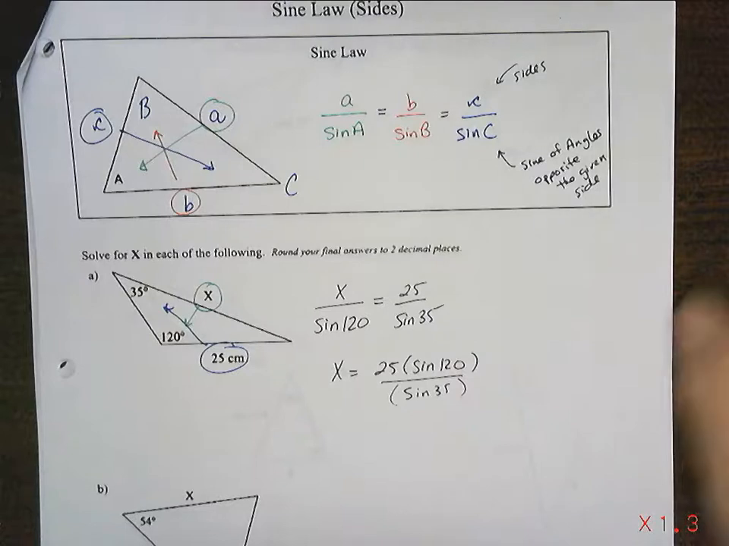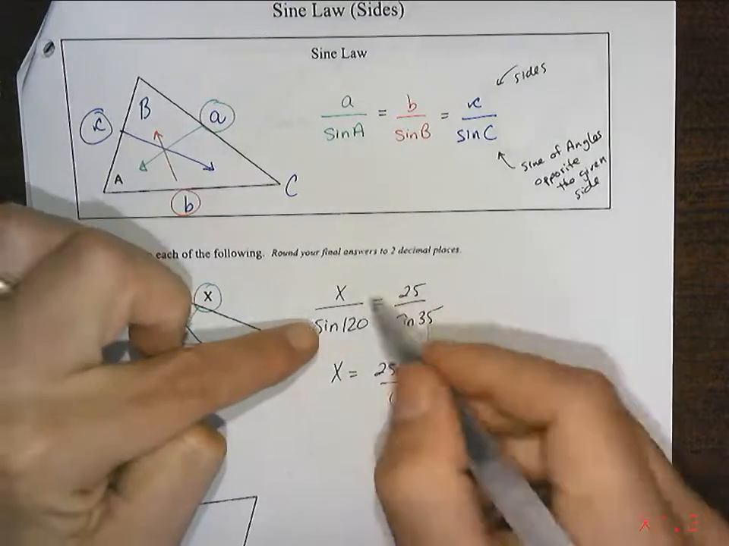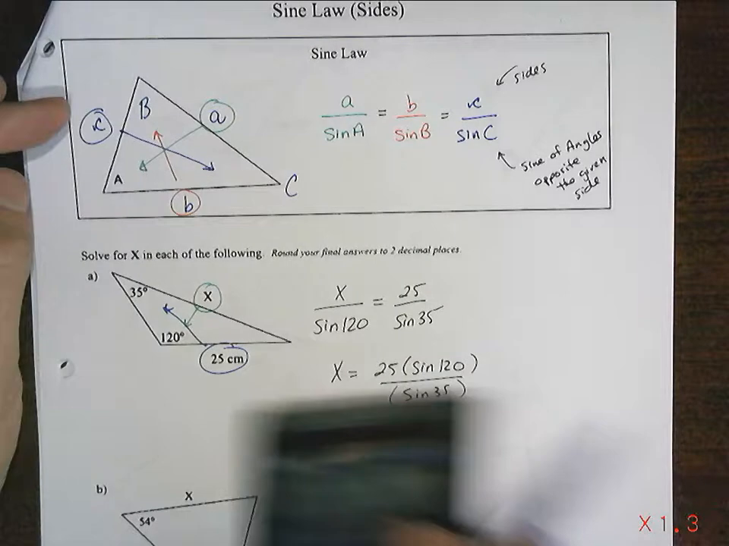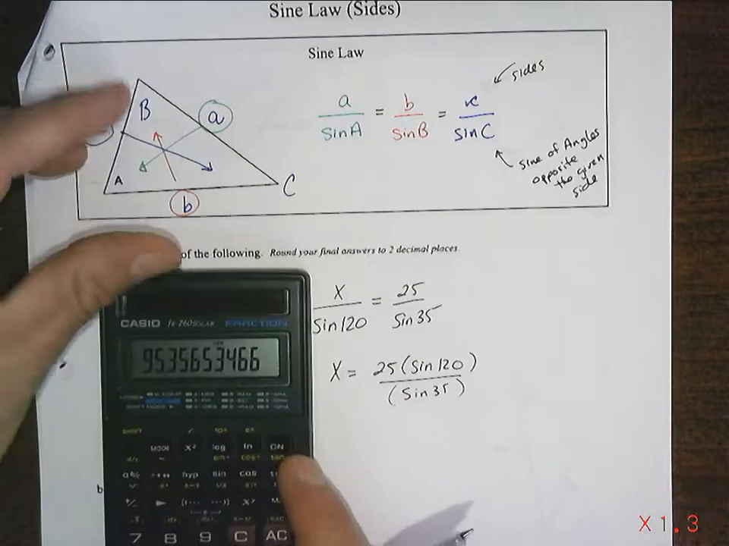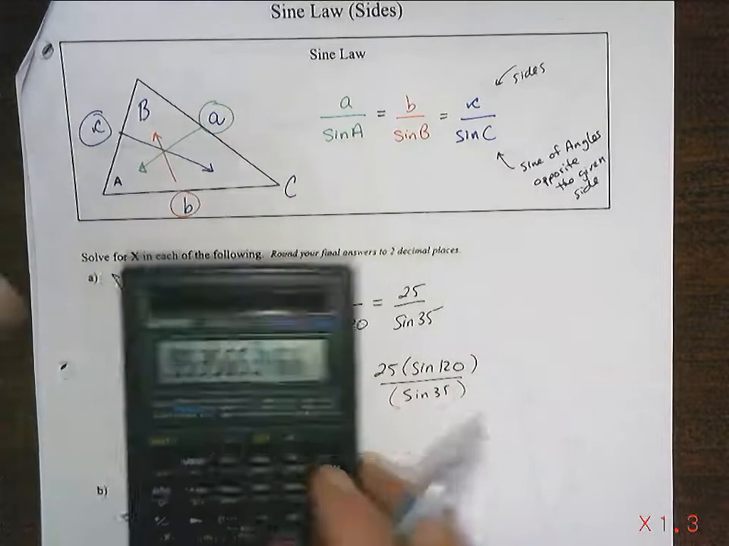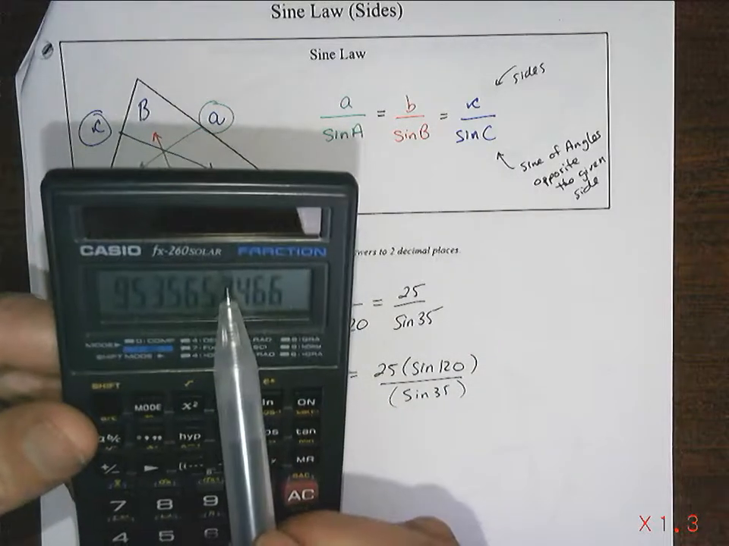You can also think about this as cross-multiplying and then dividing both sides by sine 120. Both work. In either case, you grab your calculator, and each calculator is different. You're going to have to make sure you know how to work it, but it needs to be in degrees first of all.